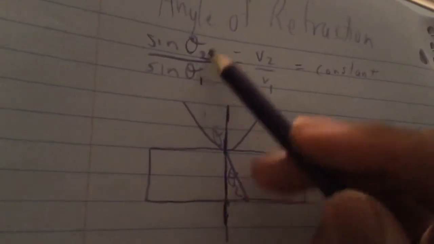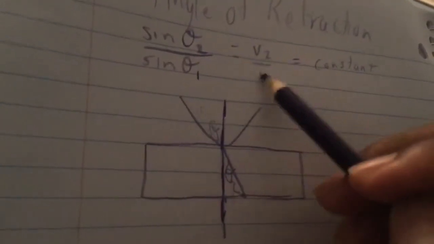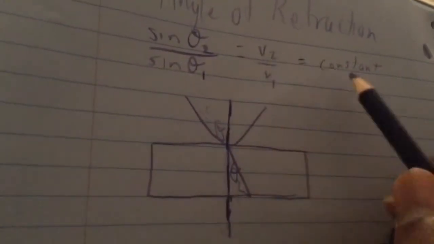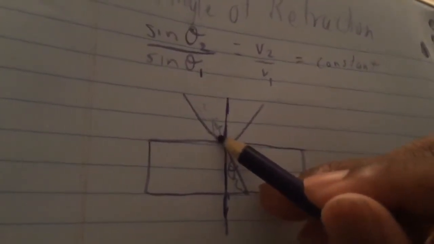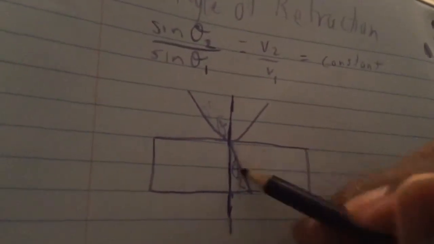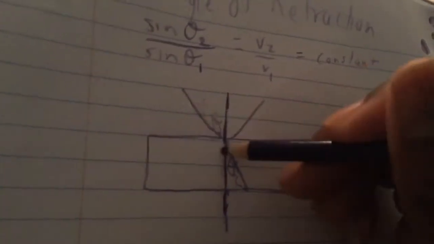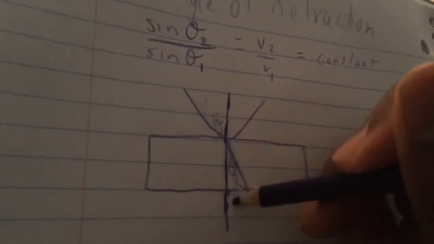So as we see, there is a constant relationship between theta 1 and theta 2, and velocity 1 and velocity 2. That's why they're constant. The velocity on the outside, before in the air, is greater than the velocity when it hits the glass. So that's why the angle gets smaller, more towards the normal. Because as it hits the glass, it slows down, causing it to bend and get a smaller angle.